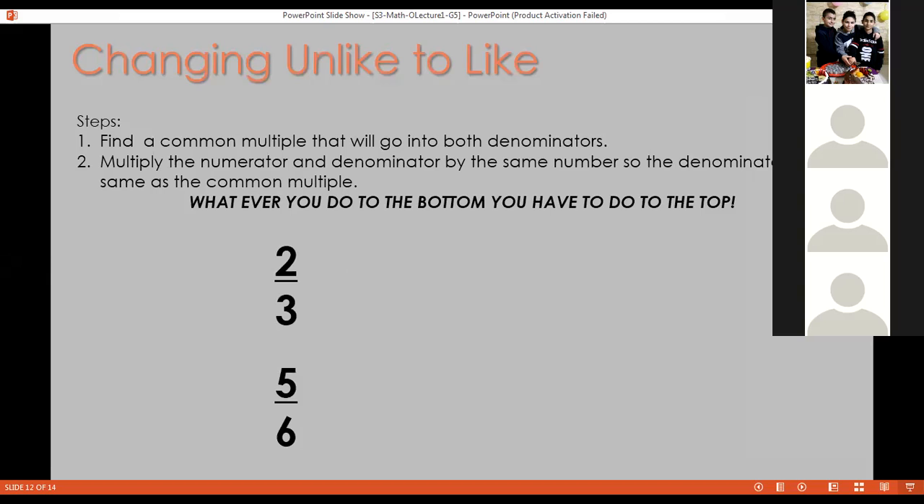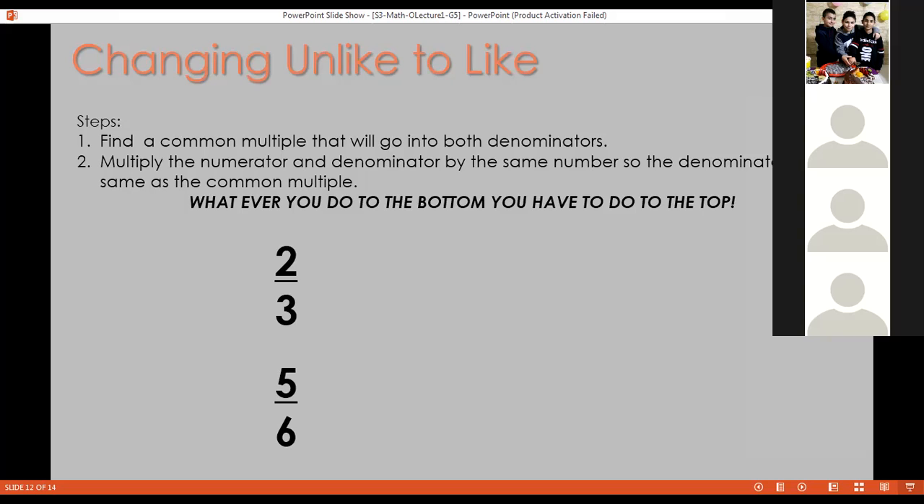Like 3 times 1, 3 times 2, 3 times 3. List the first 5 multiples of 3 on your paper. So 3 times 1 is 3, 3 times 2 is 6, 3 times 3 is 9, 3 times 4 is 12, 3 times 5 is 15. And we stop, okay?